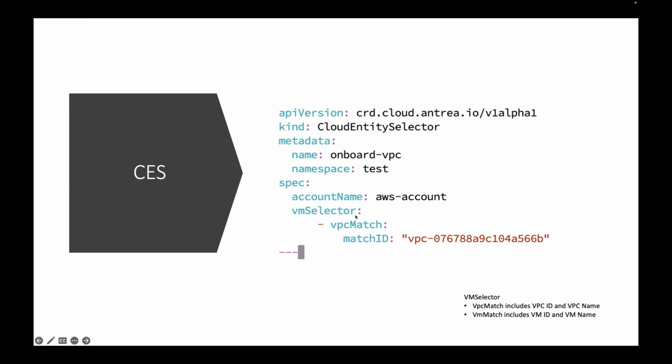In this sample example, I'm using a VM selector, and the VM selector supports 4 different combinations like VPC ID, VPC name, VM ID, and VM name. In this sample example, I'm using VPC match with the match ID as this ID. So what it means is any virtual machine part of this VPC would be automatically onboarded into the Kubernetes cluster. So that's the use of the second CRD.